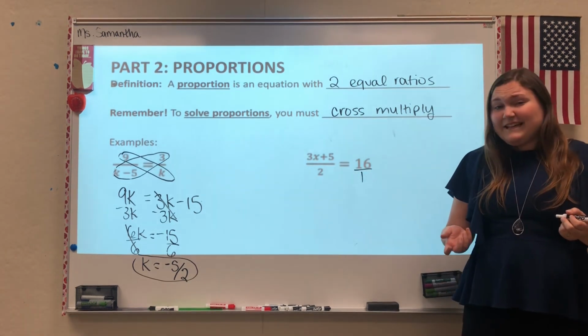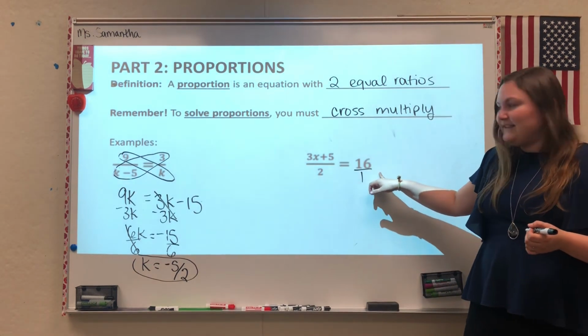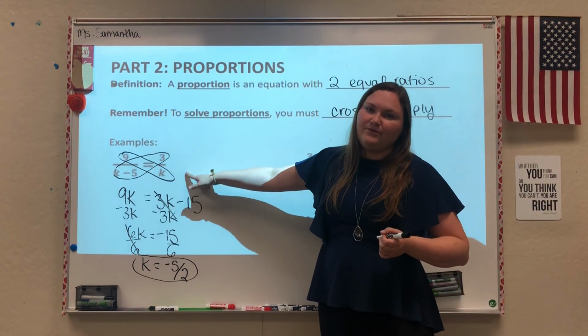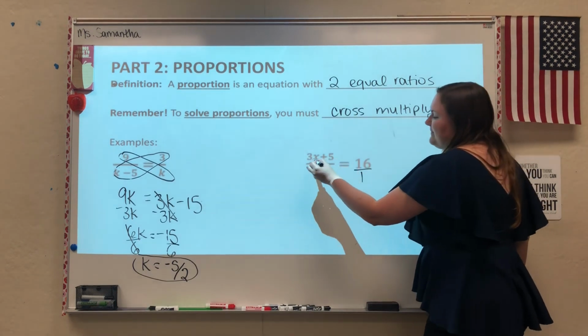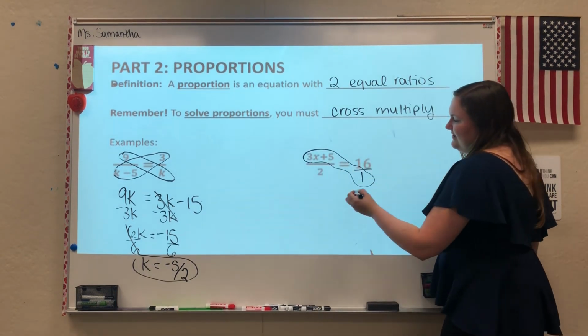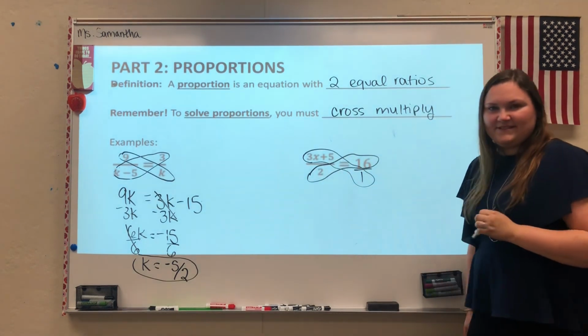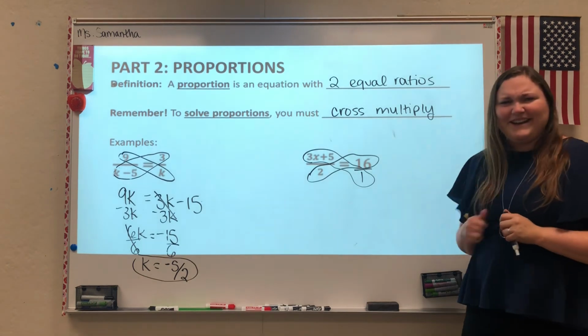Some students really like to solve equations by cross multiplying, and if you do this, then you can solve this the exact same way you did over here. You can cross multiply by saying 3x plus 5 times 1 equals 2 times 16. I'm going to have you go ahead and finish this one.